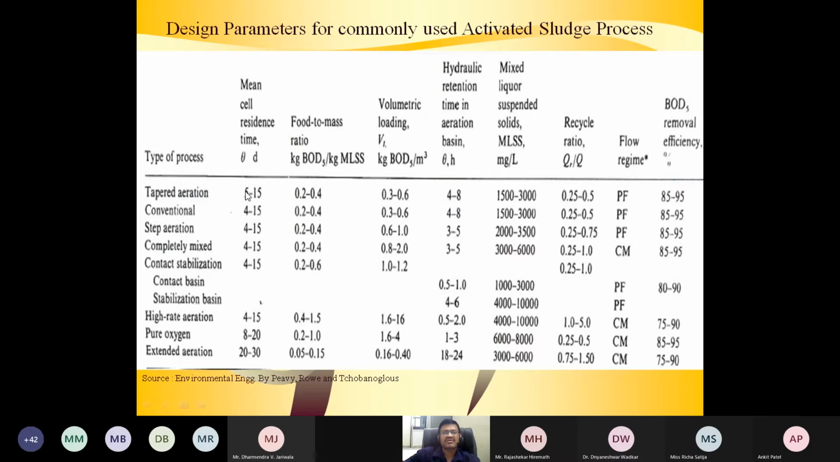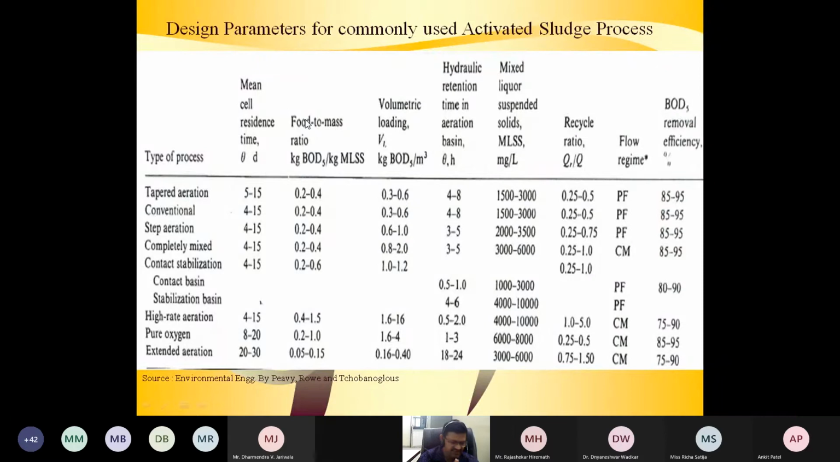So what is the mean cell residence time? This is also called SRT, sludge retention time. It is 5 to 15 days. So what does it mean? Why is the sludge retention time in days and the wastewater retention time, that is the hydraulic retention time, in hours, 4 to 8 hours? Why is there a difference? Anyone knows? Why is the sludge retention time, or mean cell residence time, more than the hydraulic retention time?